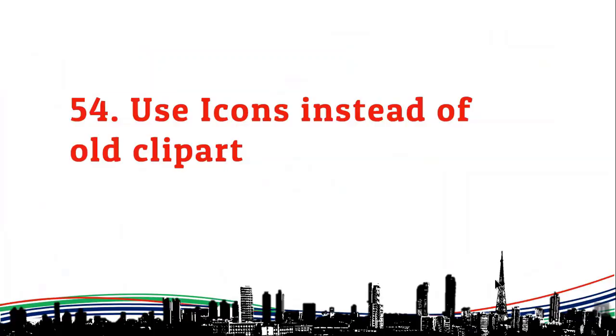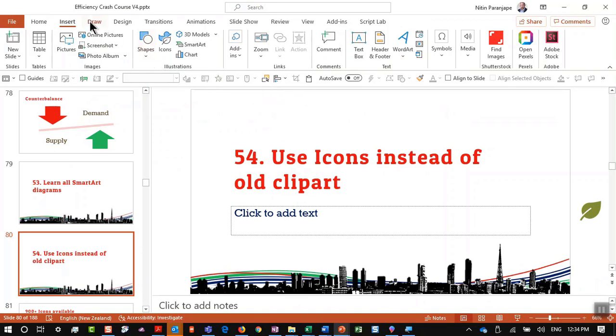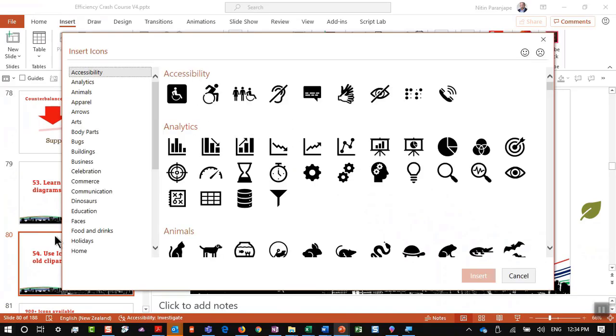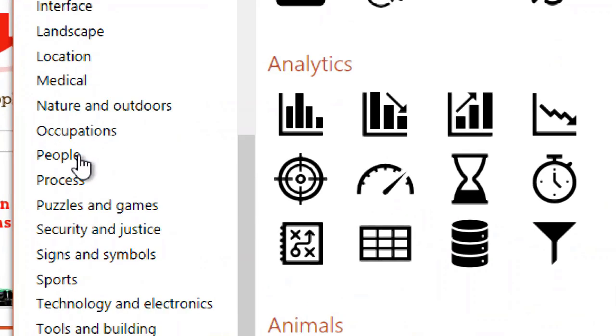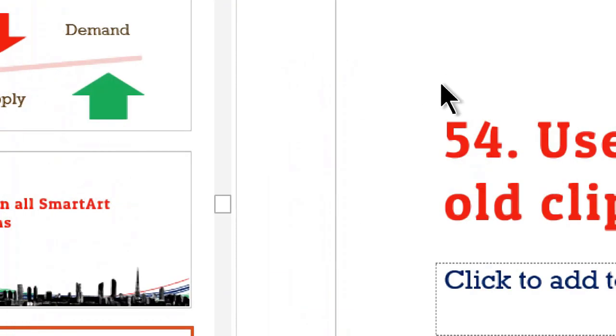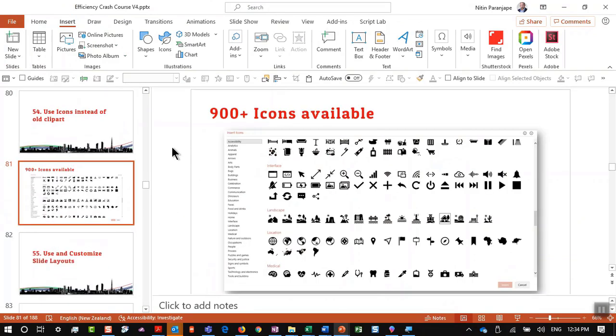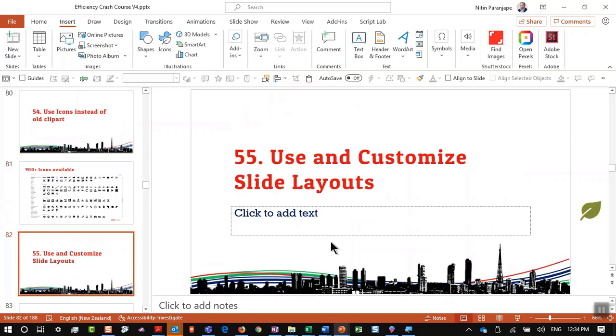Similarly, we use some weird random clip art. Stop using it. Better looking slides can now be created by clicking on icons. There are 900 beautifully created icons available for all of you to use. These are the categories, and these are not like standard clip art. When you resize, they resize beautifully. They are scalable vector graphics, for those who understand SVG. Even if you don't understand, it's okay. There are 900 plus icons available.